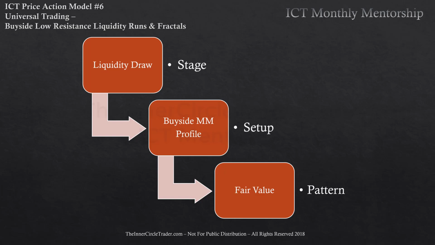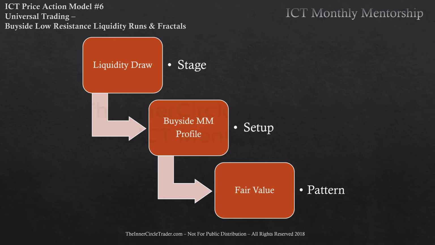As a review, the buy-side low resistance liquidity runs and fractals, the stage is a liquidity draw. That means we have to know where price is reaching up to. This model is my go-to all the time, because I started as a trader in the commodity markets and I didn't understand short selling, so I focused primarily on buying only. Since that's where I started, I set my roots very deep in the marketplace in terms of being a buyer of assets versus a short seller.